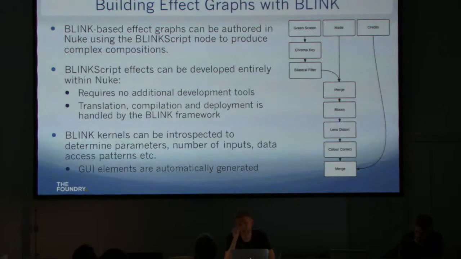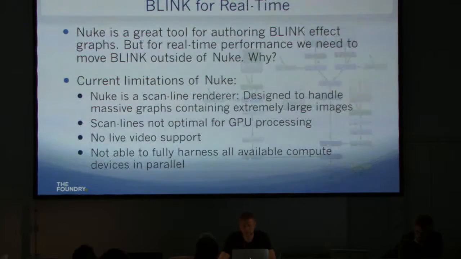Okay, so when we use Blink within Nuke, we get a great ability to author our compositions, our graphs, but we don't get real-time performance. And that's for a number of reasons. Firstly, Nuke is a scanline renderer. It's designed to handle massive graphs containing extremely large images. And scanline renderers, scanlines themselves, are not optimal for GPU processing. Nuke doesn't provide, for instance, live support, live input, and that's very necessary for a lot of the projects that we're working on.